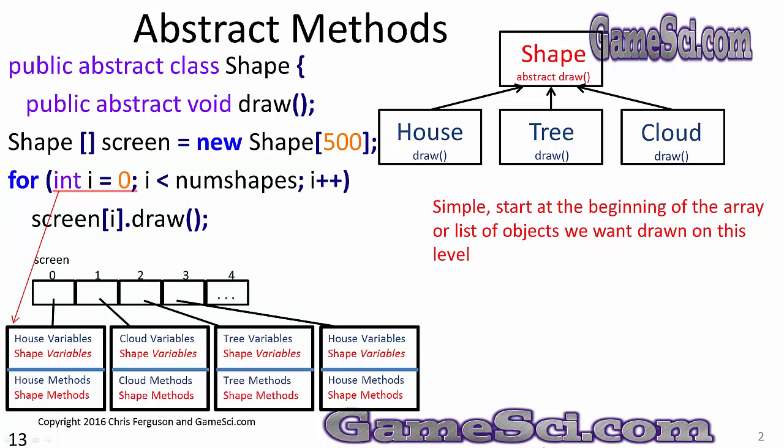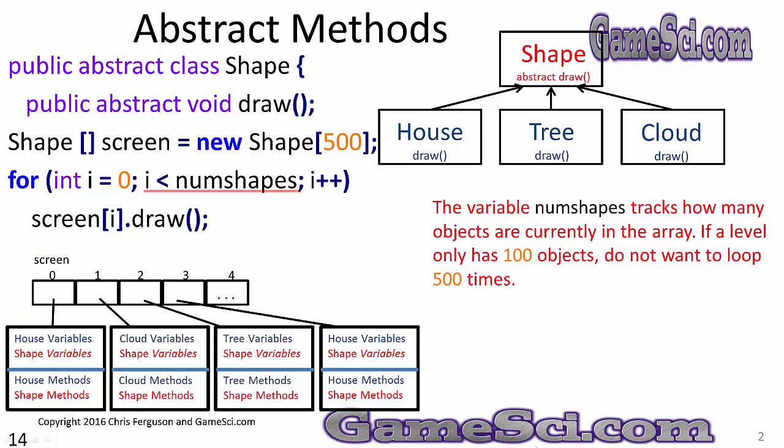Once we have an array loaded with houses, trees, and clouds, which I've shown down below, we're going to write a for loop to go through and draw all these things on the screen. It's very simple. Start at the beginning of the array or the list of objects we want drawn on the screen and go through every object calling the draw method. And since draw is abstract, you're guaranteed that it will be there.